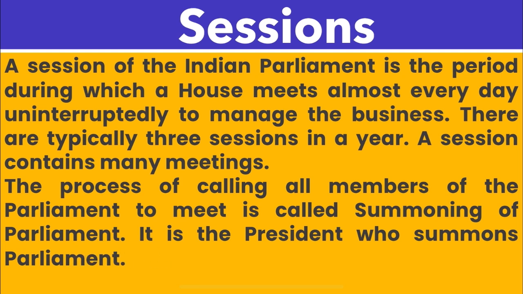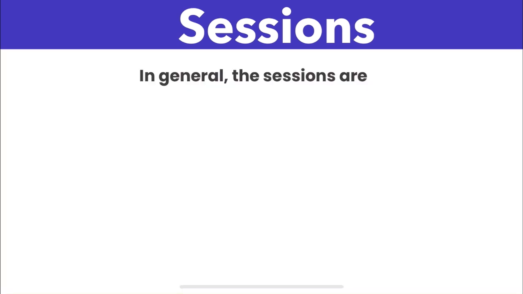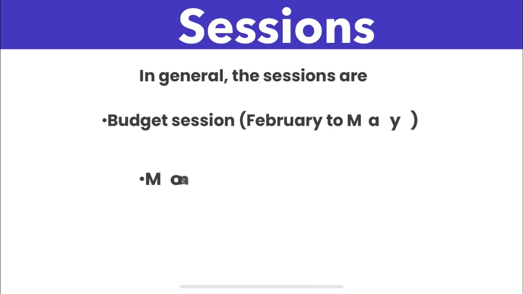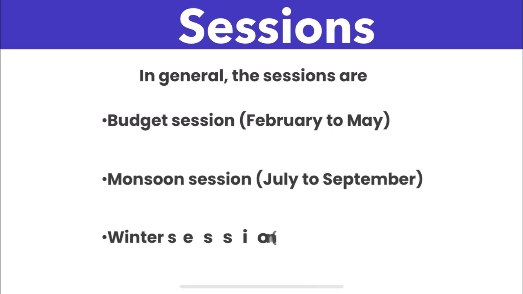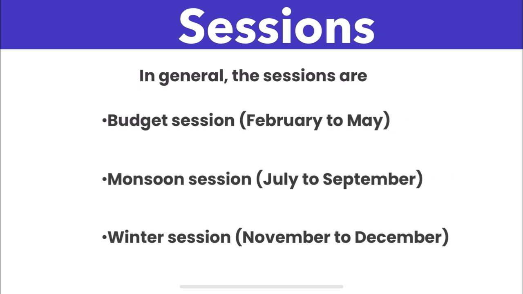The process of calling all members of the parliament to meet is called summoning of the parliament. It is the president who summons the parliament. There are generally 3 important sessions. Number 1, budget session from Feb to May. Number 2 is monsoon session, that is from July to September. And number 3 is winter session, that is from November to December.